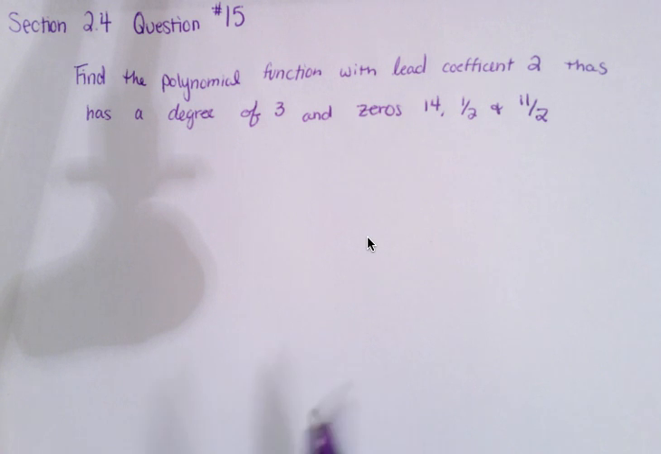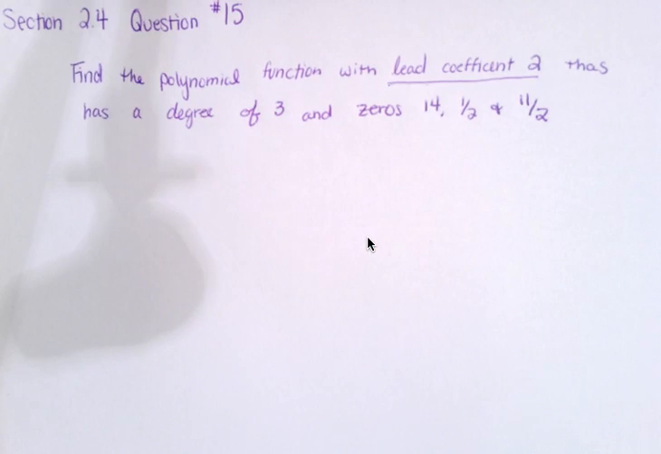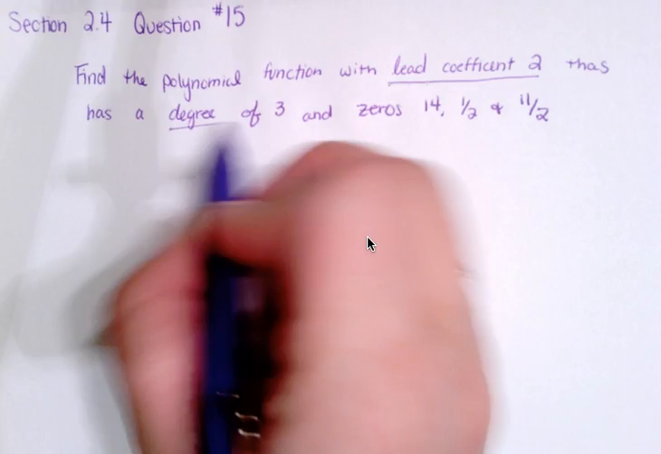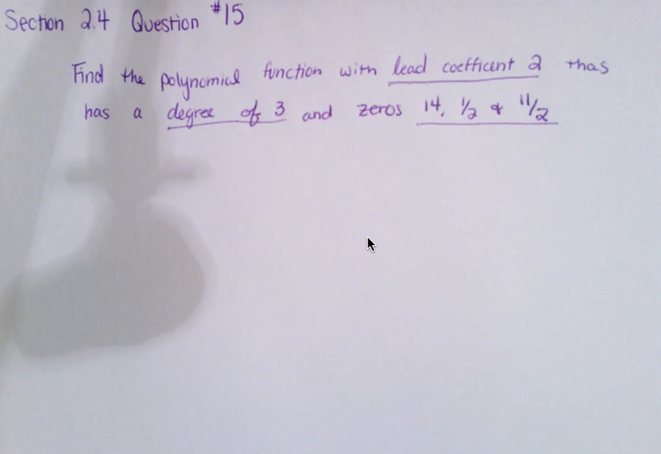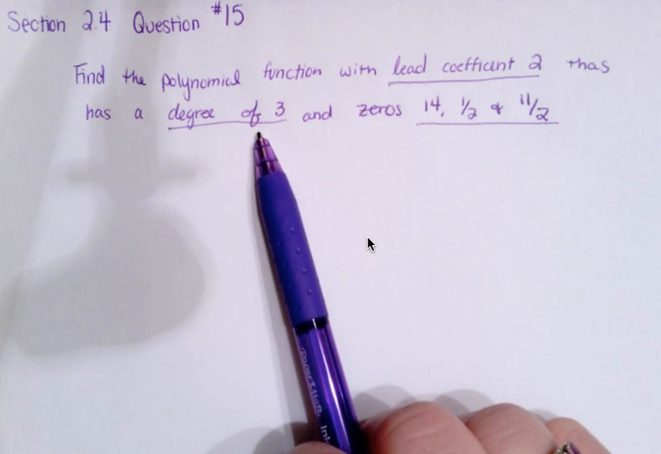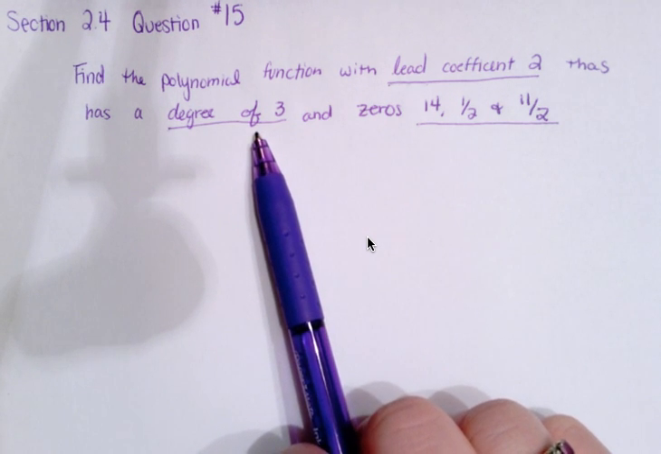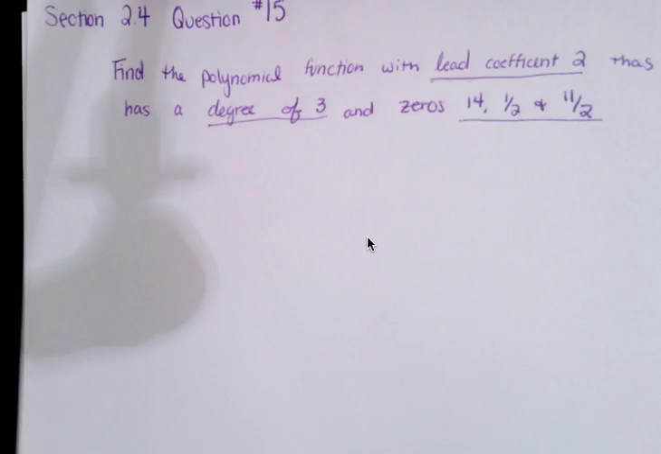Number 15 from section 2.4 online. It says find the polynomial function whose lead coefficient is 2 and has a degree of 3 and zeros 14, 1/2, and 11 halves. So what we know is the highest exponent I'm going to have when I'm done is 3, and the number with that x cubed is going to be a 2. So remember a polynomial form, and we know our zeros.